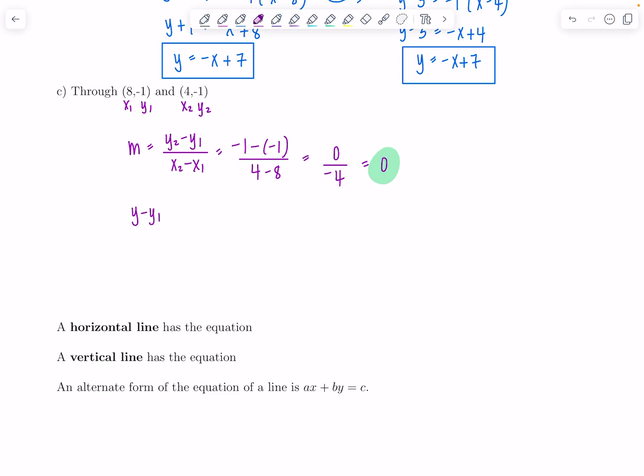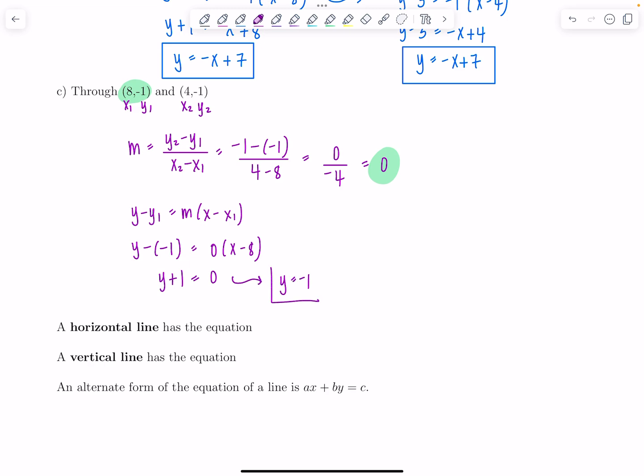So y minus y1 equals m times x minus x1. I'll just use the point 8, negative 1. Let's go. So y minus negative 1 equals 0 times x minus 8. This is y plus 1 equals 0 times whatever, which is just going to give me 0. So I end up with y equals negative 1. Okay, I told you there was a shortcut, right? Your ears perked up. Everyone loves a good shortcut.